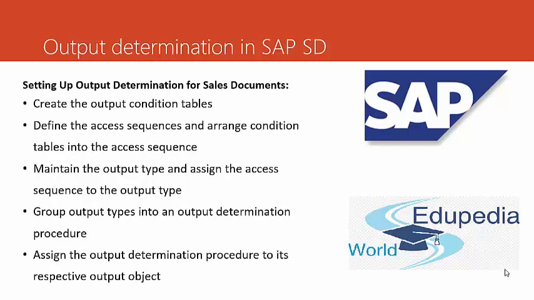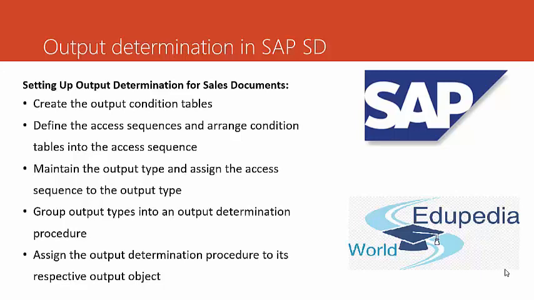Now we'll talk about setting up output determination for sales documents. Output determination is a search technique based on the famous condition technique of SAP. Customization of an output determination involves the following 5 steps.